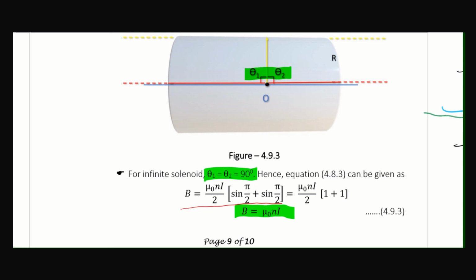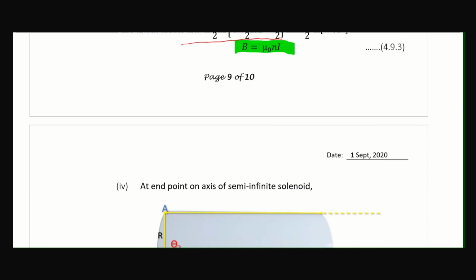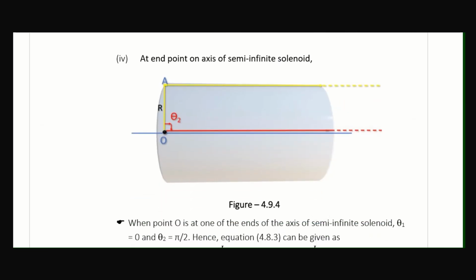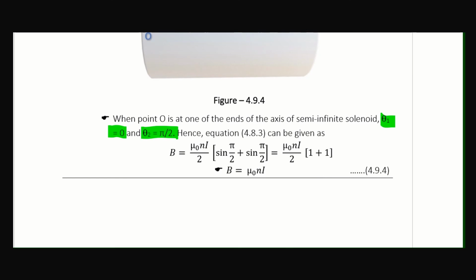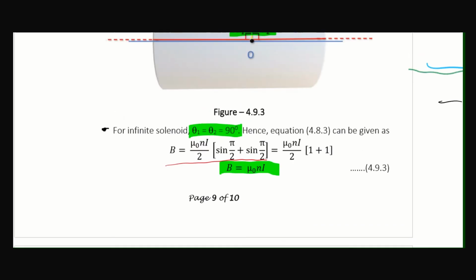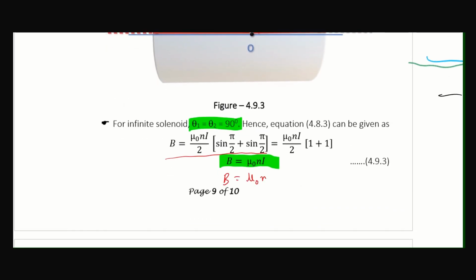And what if the solenoid is of semi-infinite length? Semi-infinite means you have one end, but the other end is at infinity. See here, the other end is at infinity. So in that case, theta 2 is 90 and theta 1 is 0. So substitute those values. I think this is a mistake. You should have 0 here, sine 0, and this will be 0, and this is 1. So you will have mu 0 n I by 2. So in case of a semi-infinite solenoid, the formula is mu 0 n I by 2. And in case of an infinite solenoid, the formula is mu 0 n I.